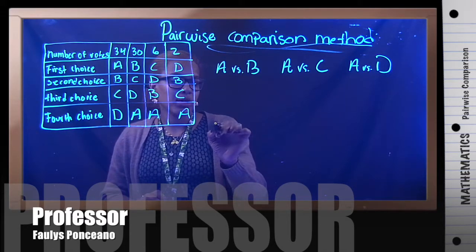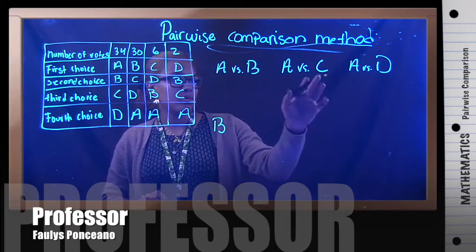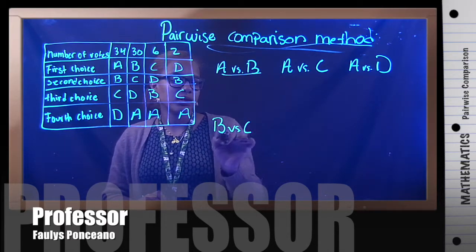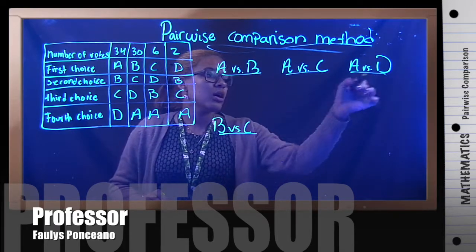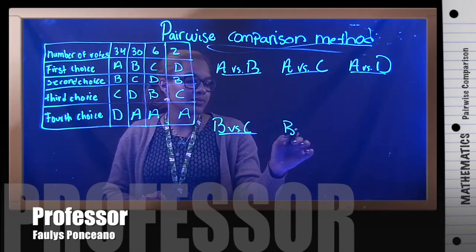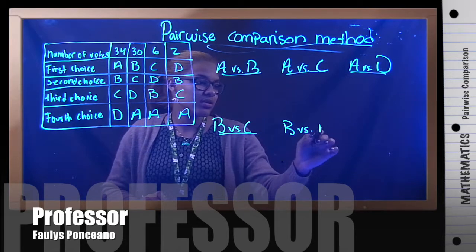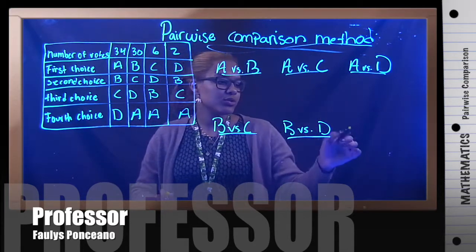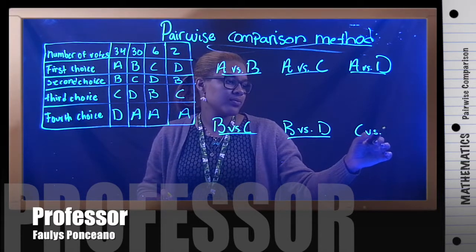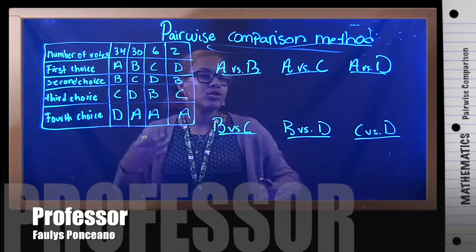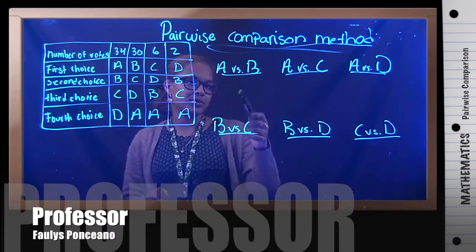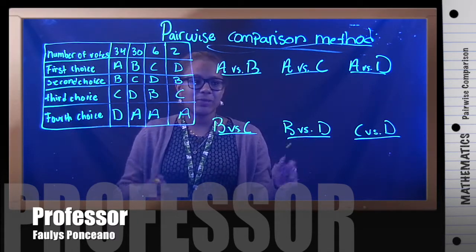We can also compare B versus C. Let's put a little line under. We can also compare B versus D. And we can also say C versus D. Now, you don't want to repeat them, and it does not matter which one comes first. You could have said B versus A, still the same thing.